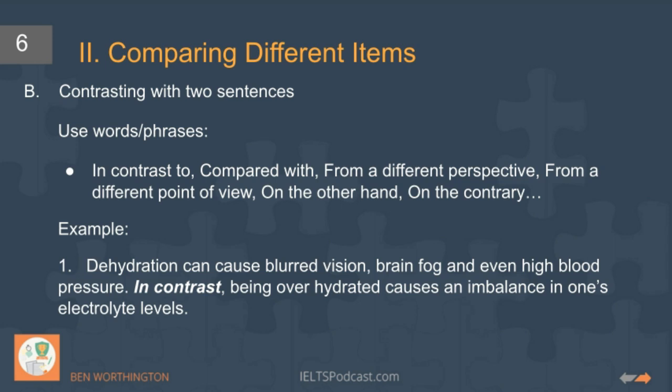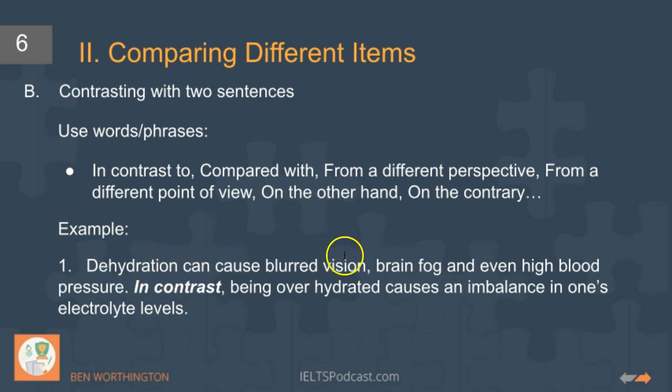Comparing different items. So we can contrast with 2 sentences. The phrases that we'll use are in contrast to, compared with, from a different perspective, from a different point of view, on the other hand, on the contrary. Okay, and some of these we can use in academic task 1, and some of them we can strictly use in academic task 2, in IELTS writing task 2. And an example of this would be on the other hand. And likewise, similar to however, this is used for different points of opinion. More often than not, it's used for different points of opinion. Here's another tip. If we're using on the other hand, make sure we've used on the one hand first, okay, to balance it.